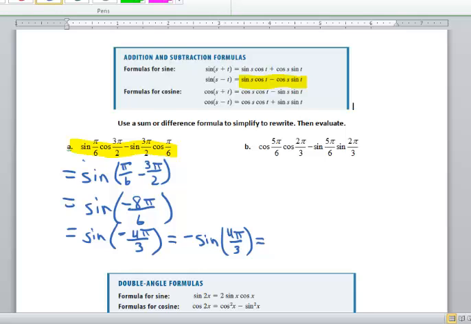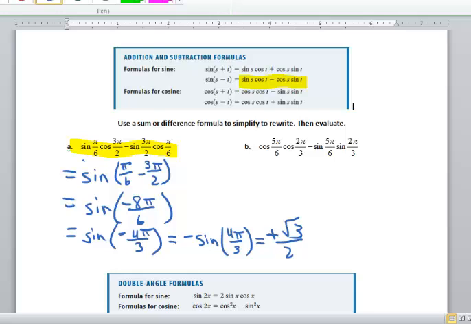And 4 pi over 3 is in the third quadrant, so sine is going to be negative. So this is actually going to be a positive answer, because it's going to be the opposite of a negative, which is going to be positive, and it's going to be the same as the sine of pi over 3, and the sine of pi over 3 would be square root of 3 over 2.